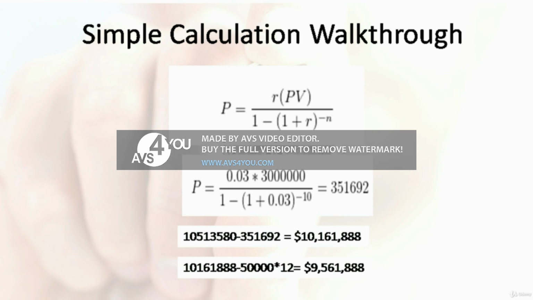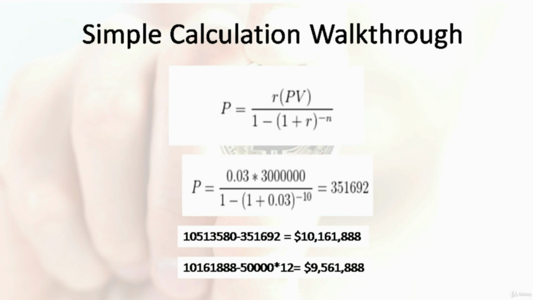Your leftover yearly revenue would actually be around, with the formula, $10,513,580 minus $351,692, which is equal to $10,161,888. And there you go. This is the high-level rough estimation as to the income that you get when running a Bitcoin mining farm.